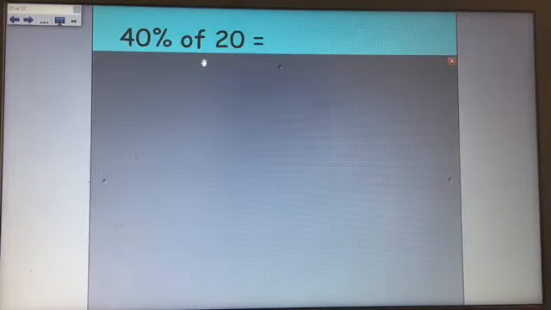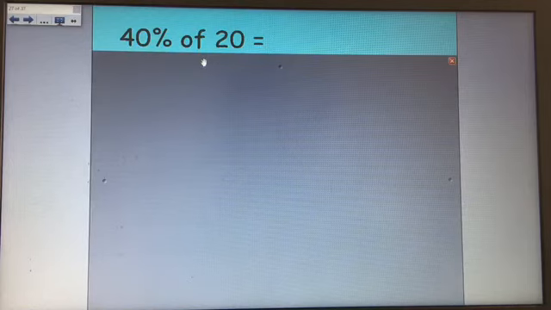Okay, so there was a little bit of a reason why I wanted to convert my 2/5 into a percentage, because following that method, if 2/5 is the same as 40%, then surely 40% of 20 will also be 8, because 2/5 of 20 was 8. So let's have a look.